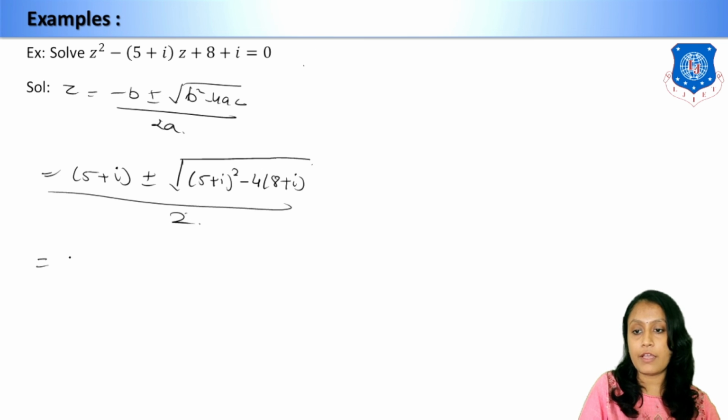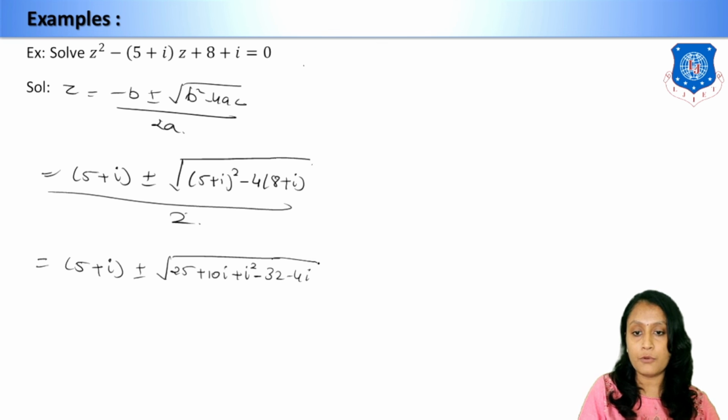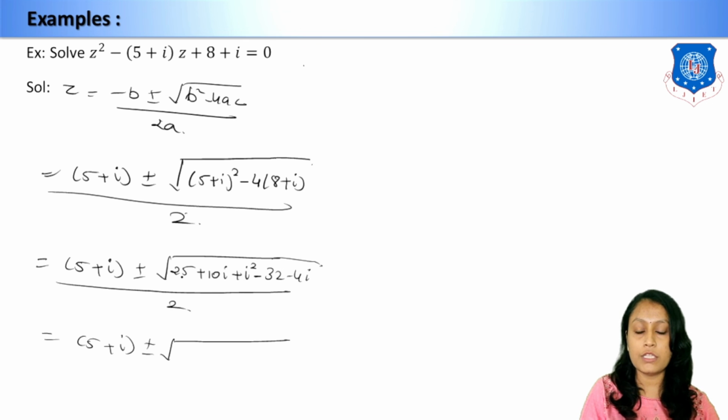Now let's simplify further. So this is 5 plus i plus or minus under root, expand this. So this is 25 plus 10i plus i square minus 32 minus 4i, upon 2. So this is 5 plus i plus or minus under root. Now i square is minus 1. So 25 minus 1 minus 32. Okay, and here 10i minus 4i. So you will get 6i minus 8 upon 2.